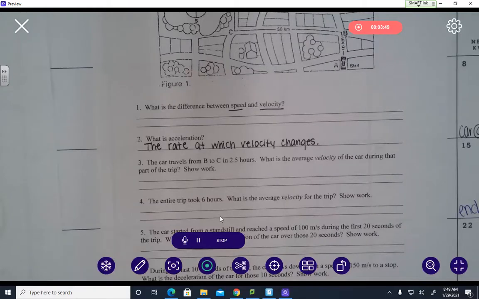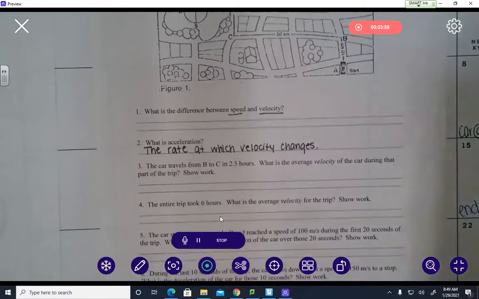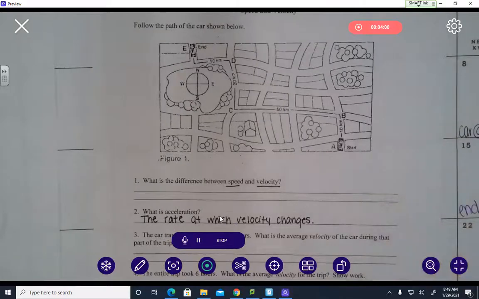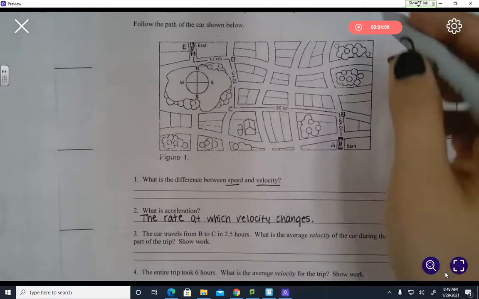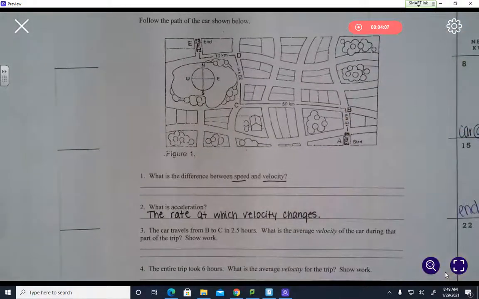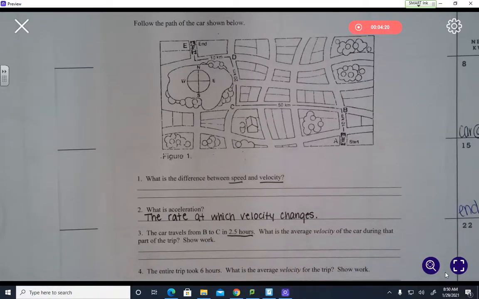All right, number three. It says the car travels from A to B. So we're going to use this. Let me get these icons off the screen for you. There we go. We're going to use this chart up here. It says the car travels from point B to C in 2.5 hours. What is the average velocity of the car during that part of the trip? Show your work.